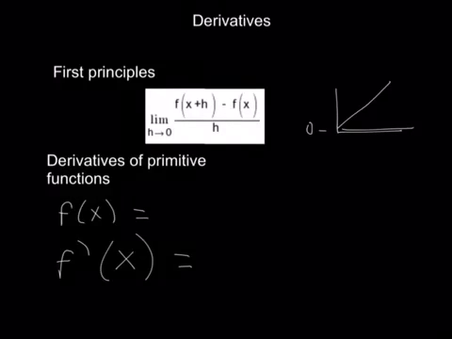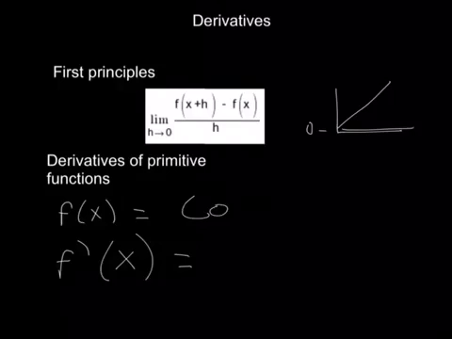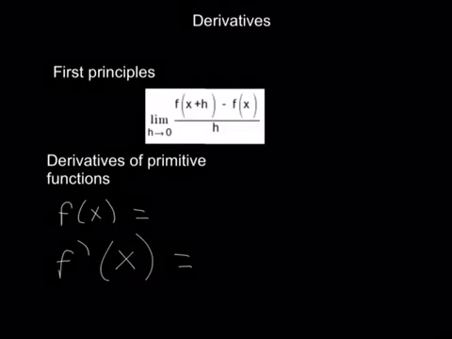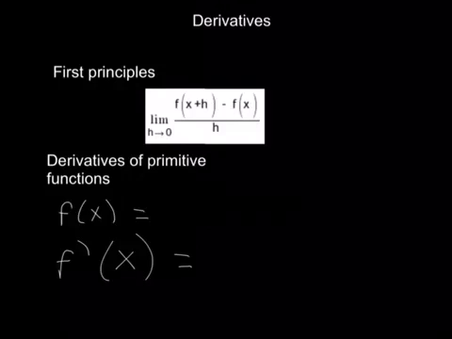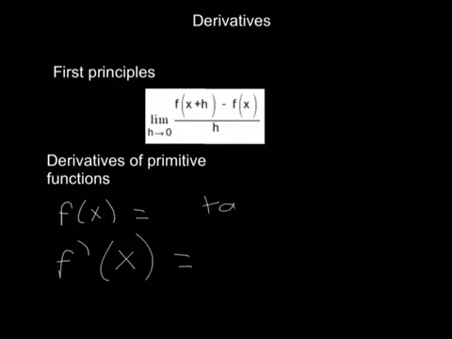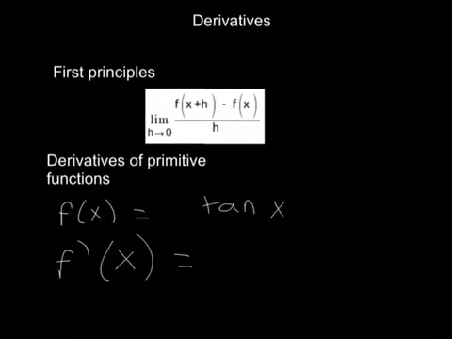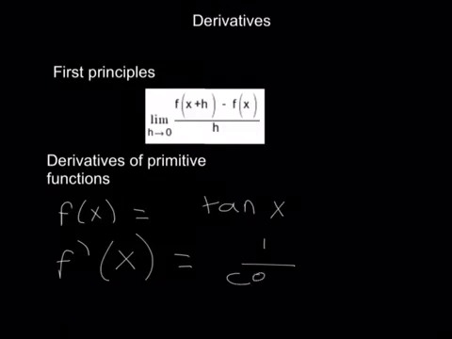Now we see cosine of x, and the derivative will be negative sine of x. After this, the other primitive function we can see is tangent of x, and the f prime of x will be 1 over cosine squared x.